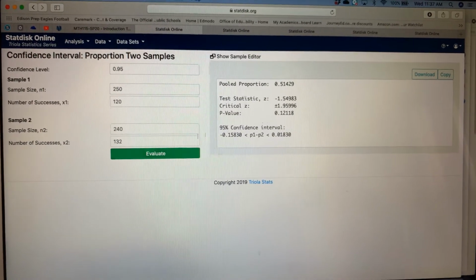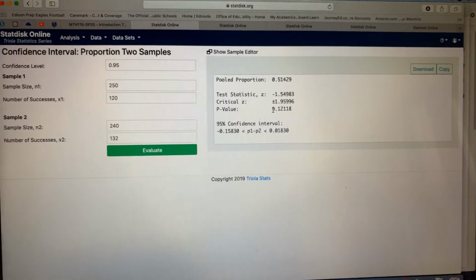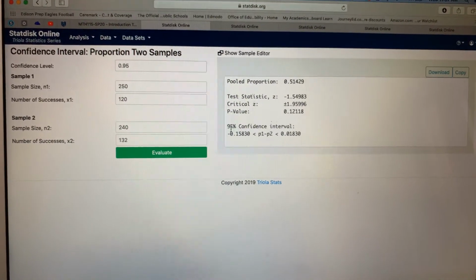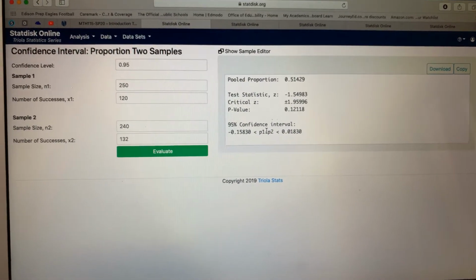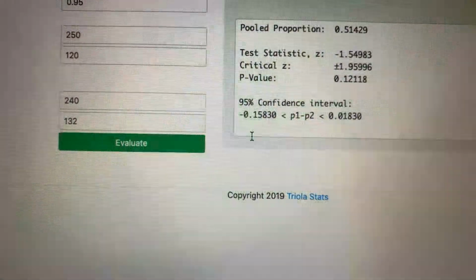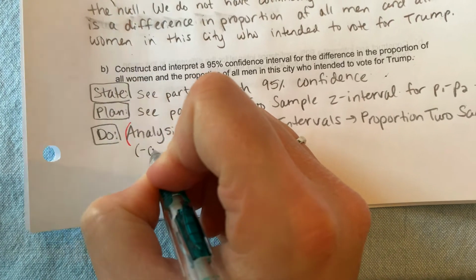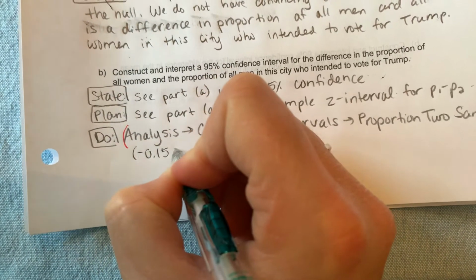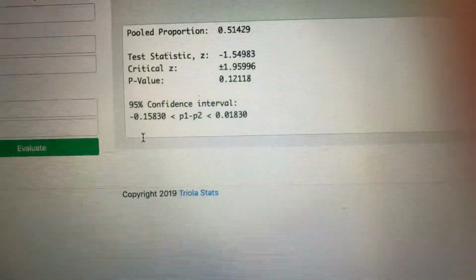All right, evaluate. So now, once again, we're given the test statistic and p-value, but we don't care about those because we're looking at the confidence interval. So be careful. Whenever you're looking at a confidence interval, look at the results that give you the confidence interval. Whenever you're looking at a hypothesis test, look at the p-value. We're looking at this confidence interval, so it says negative 0.1583. So I'm going to go ahead and write down that confidence interval. Negative 0.1583, comma, and then the other part, the greater than, is 0.0183.